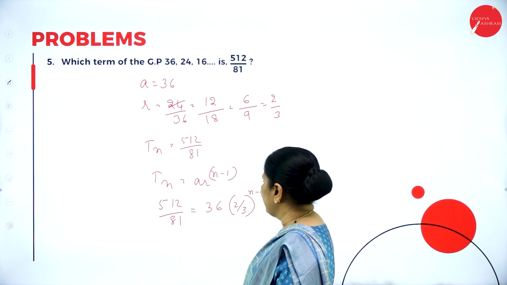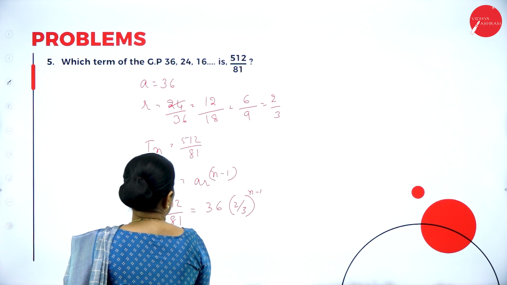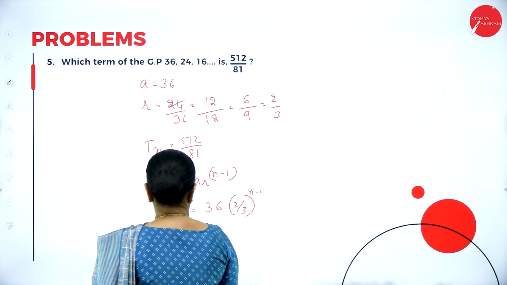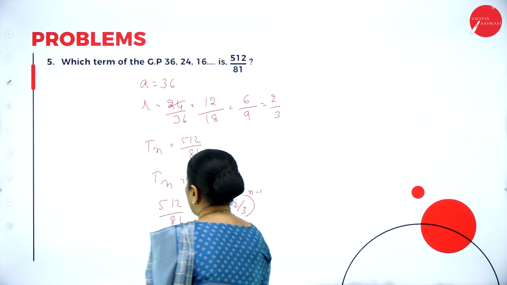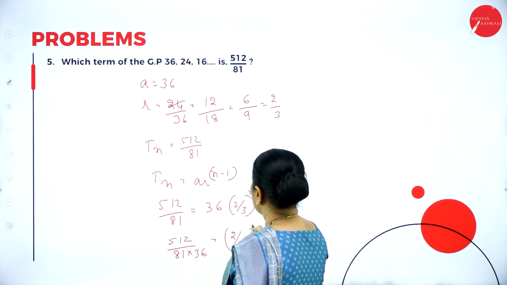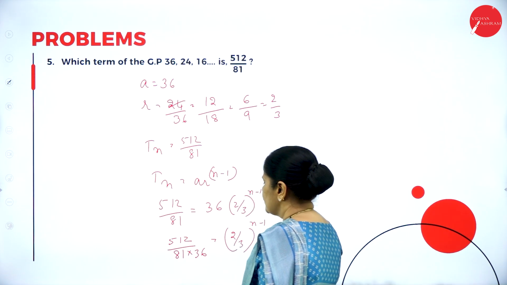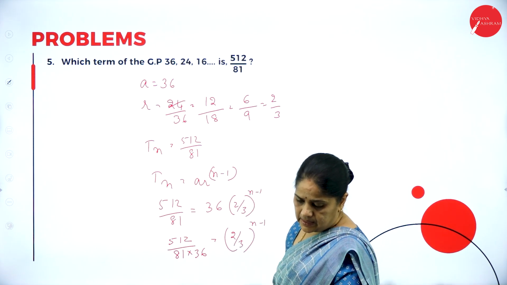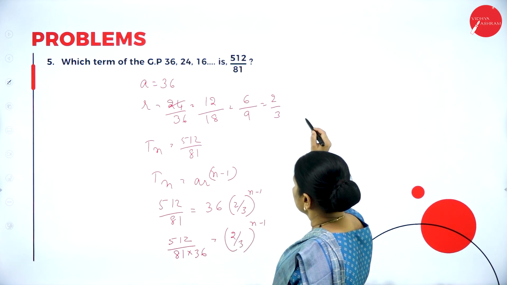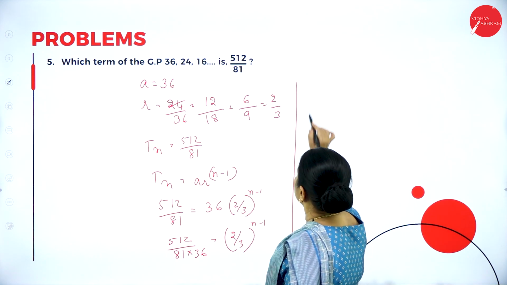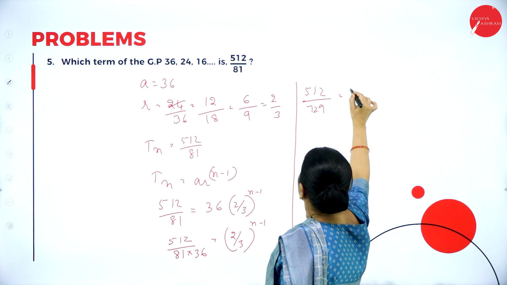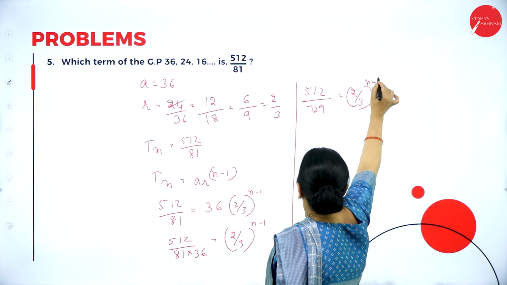So when we simplify this, it will be equal to 512 by 81 into 36 will be equal to 2 by 3 to the power of n minus 1. So 81 into 36. So we have 512 by 81 into 36 equals 2 by 3 to the power of n minus 1. So when we simplify this, I get 512 by 729 equals 2 by 3 to the power of n minus 1.